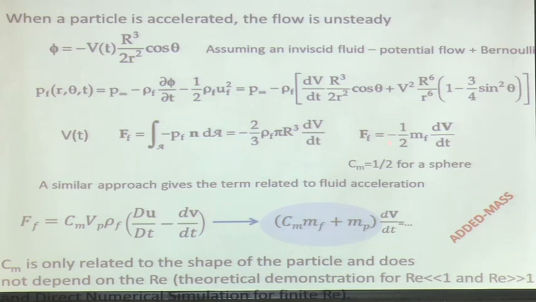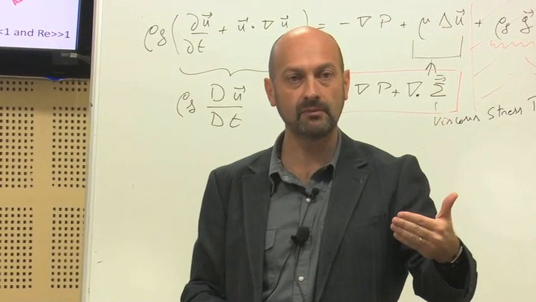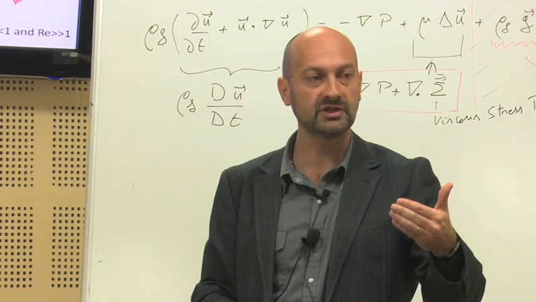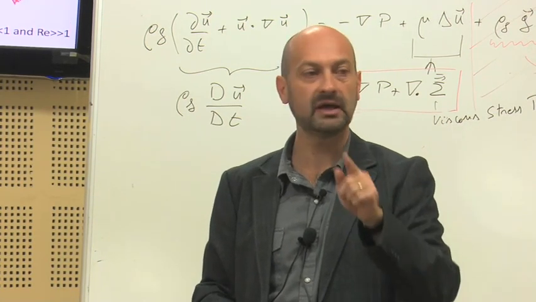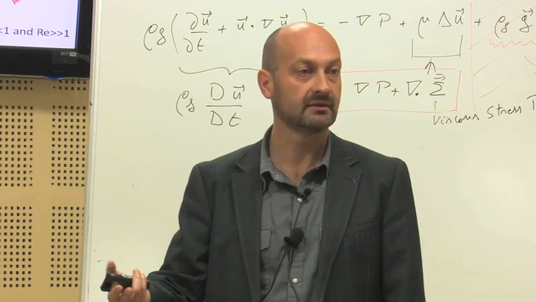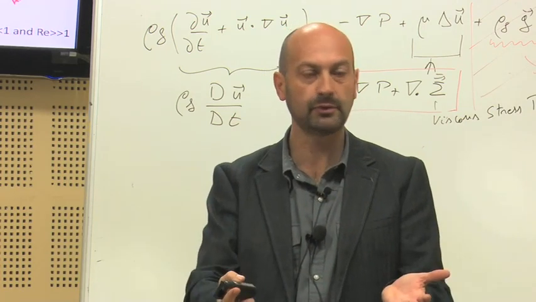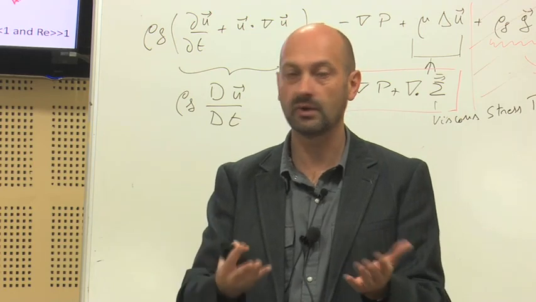So it means that the force you need to accelerate your hand includes one half of the fluid mass. What I mean by one half is that the mass of your particle is the density of the particle multiplied by the volume, and you have to add to that a contribution which is one half of the volume multiplied by the density of the surrounding fluid. So this is why we call it added mass. It's like your mass is taking part of the surrounding liquid, but only one half of the volume.